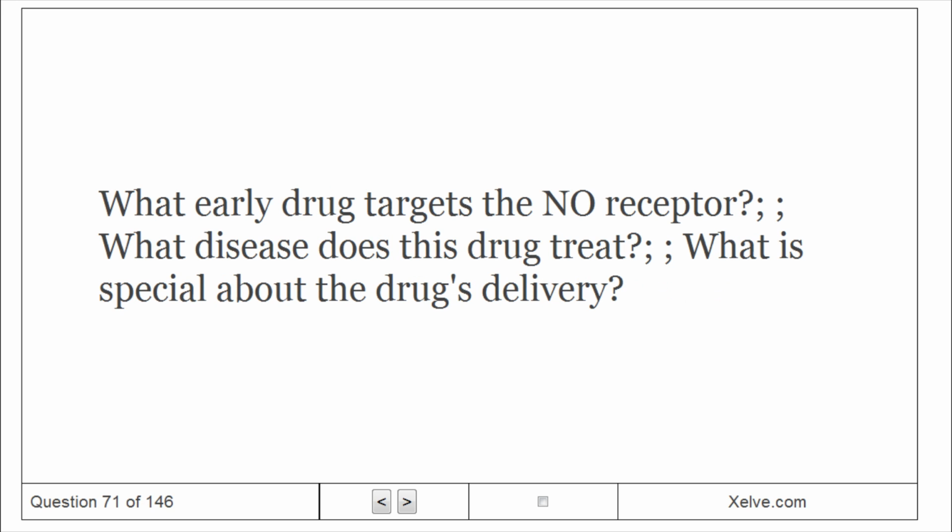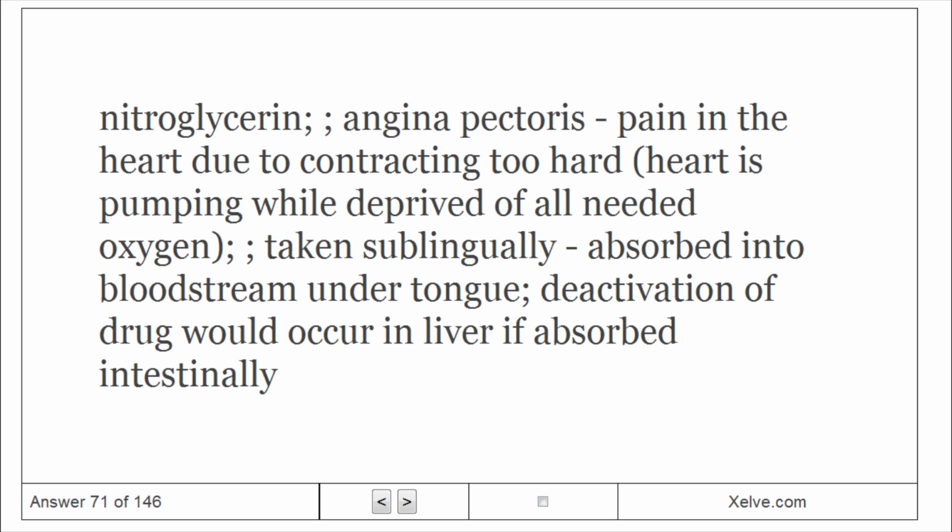What early drug targets the NO receptor? What disease does this drug treat? What is special about the drug's delivery? Nitroglycerin, for angina pectoris, pain in the heart due to contracting too hard, where the heart is pumping well but deprived of needed oxygen. It is taken sublingually, absorbed into the bloodstream under the tongue. Deactivation of the drug would occur in the liver if absorbed intestinally.